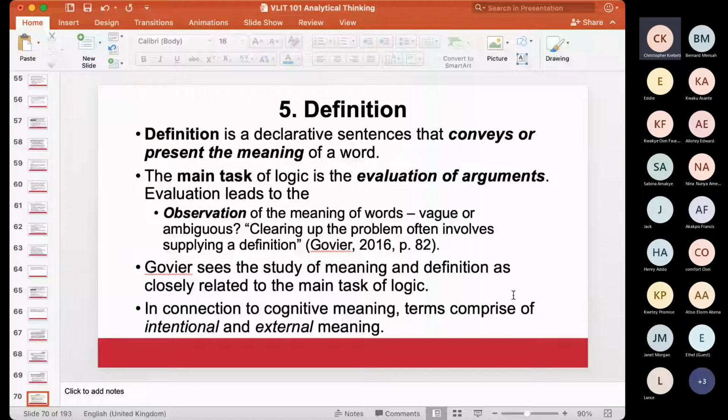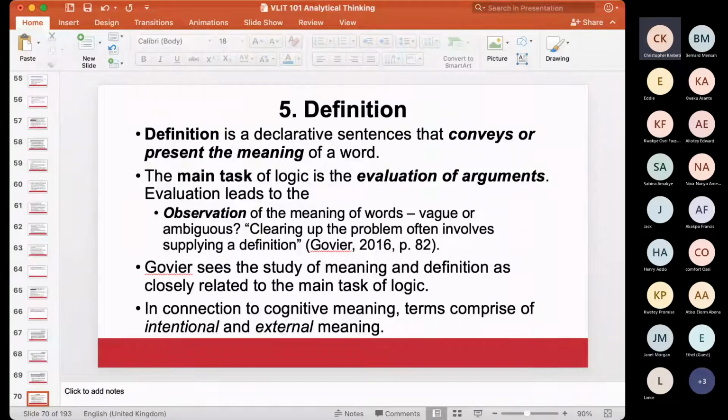So when we talk about definition, we say a definition is a declarative sentence that conveys or presents the meaning of a word. It is a declarative sentence. Declarative sentences are meant to be clear and straight to the point.